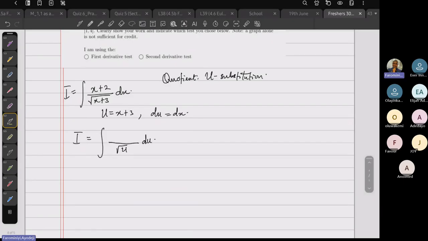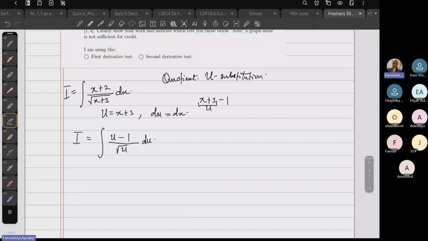But we don't want any x at all in the expression. So how do we cater for that? We know that x plus 2 is the same thing as x plus 3 minus 1. And x plus 3 is u, so it means our numerator will be u minus 1.